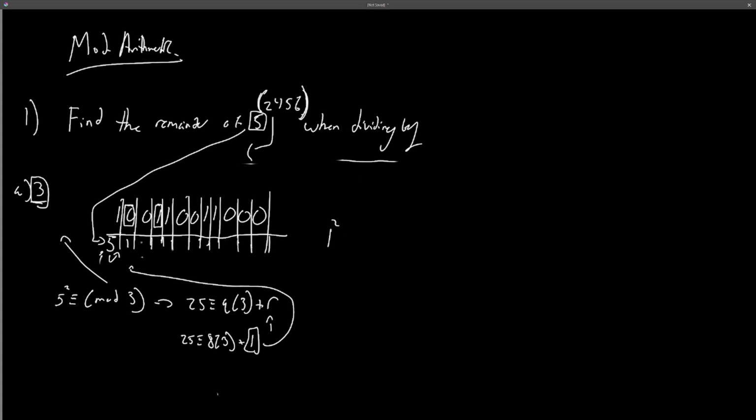We grab 1 squared, and let's just skip the formalities of what I did down here. So 1 squared, Q3 plus R, we know that 1 divided by 3 is 0, so we have 1, 0, 3. 0 times 3 is 0, so we need a plus 1 to fulfill this. We get a 1.